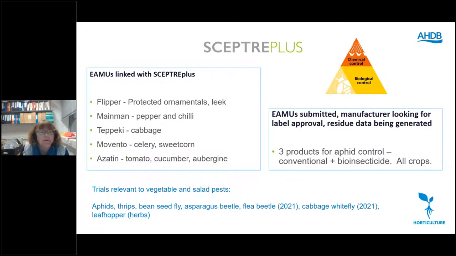So there are a number of EAMUs already that have been linked with Scepter Plus, and there are more in the pipeline. And trials relevant to vegetable and salad pests have been on aphids, thrips, bean seed fly, asparagus beetle, flea beetle, which is going to happen next year, cabbage whitefly similarly next year, and leafhopper in herbs. And of course, you'll also be aware that in terms of field vegetables and salads, quite a lot of Scepter Plus resource has gone into weed management and also disease management as well.